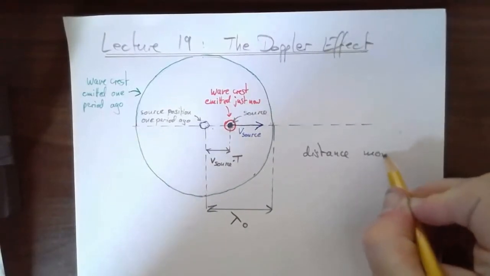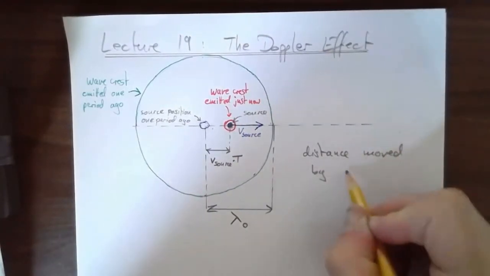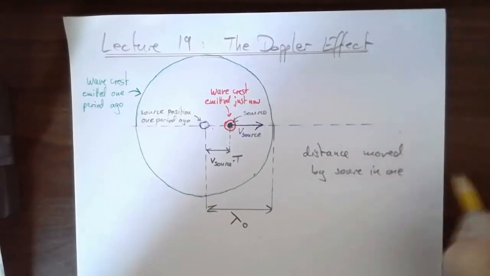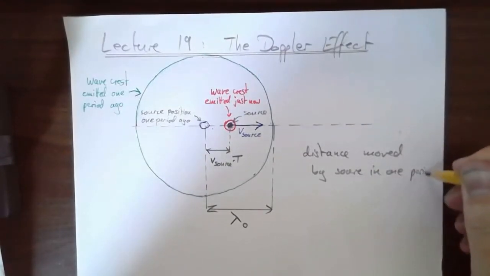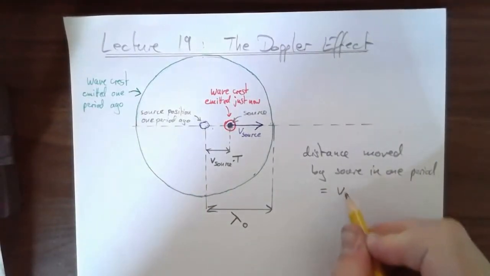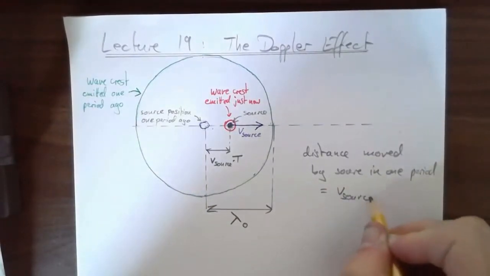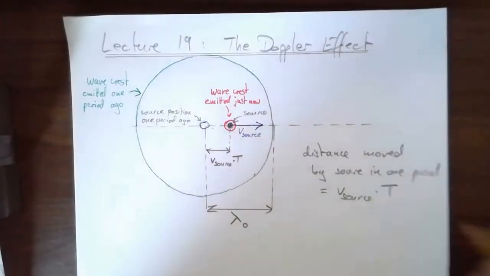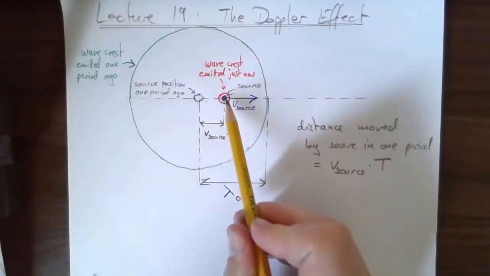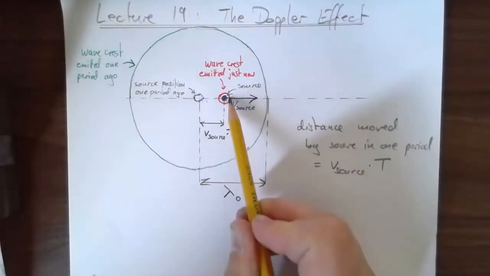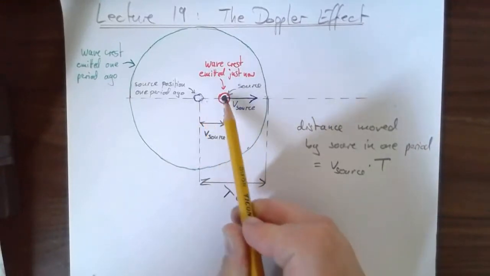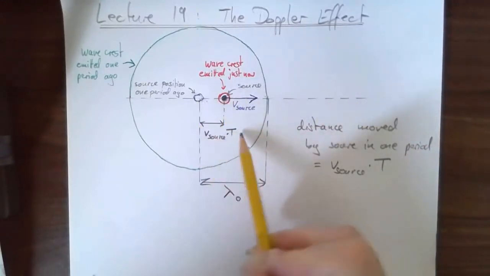Distance moved by source in one period. So the time it takes for one full wave cycle to be produced. That is, of course, the speed of the source times the time, and the time is a period. Right. So that means, if you're in front of here, the wave crest gets produced here rather than here, so it gets shortened by exactly that distance.